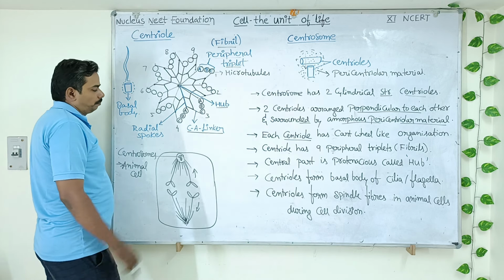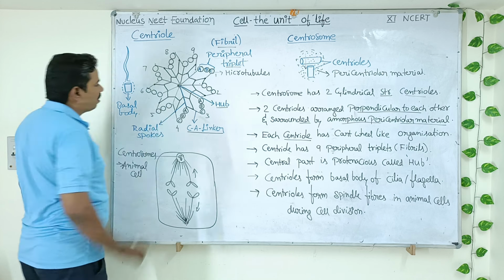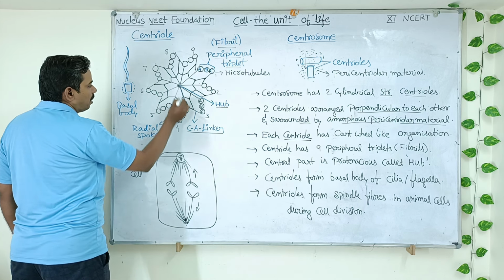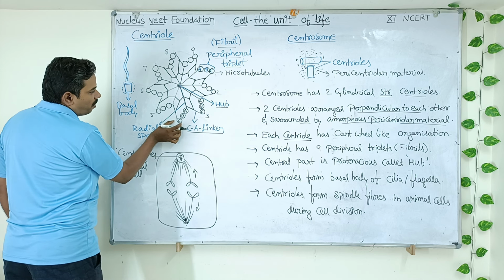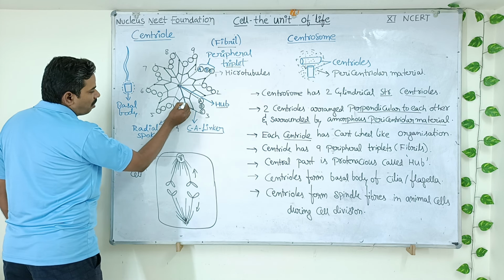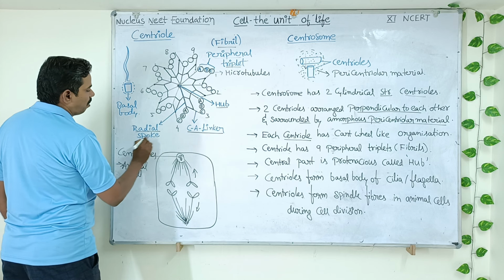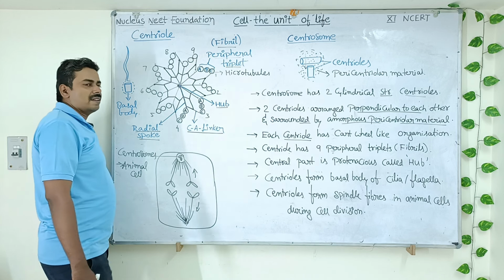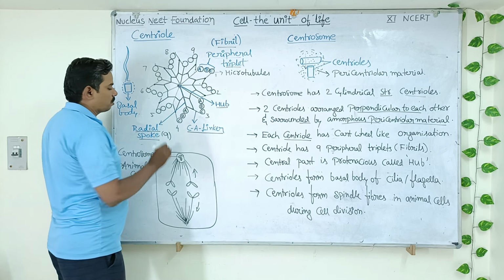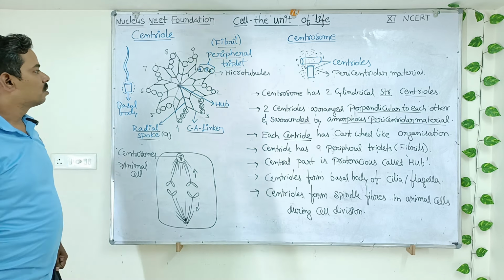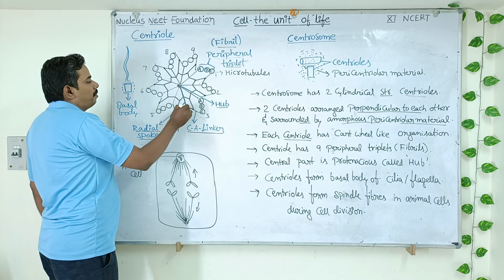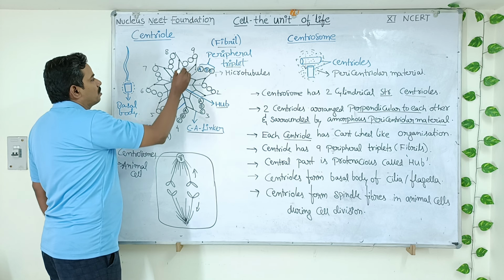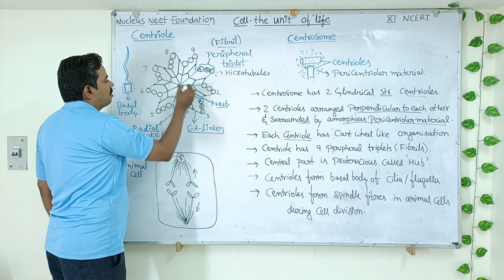Okay, next, the hub is connected to the peripheral triplets by connections called radial spokes. You can see here, the hub is connected to each unit of peripheral triplet by a connection. It is called a radial spoke. How many radial spokes are there, my dear children? Can you guess? There will be 9 radial spokes. 1, 2, 3, 4, 5, 6, 7, 8 and 9.